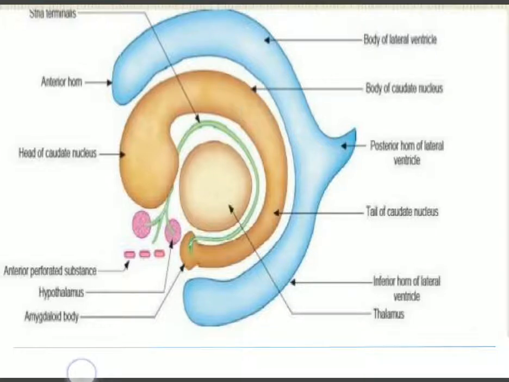And you can also see here that the tail of the caudate nucleus is forming the roof of the inferior horn of the lateral ventricle. This is forming the roof, the upper part, and these two are forming the lower part or the floor of the lateral ventricle.